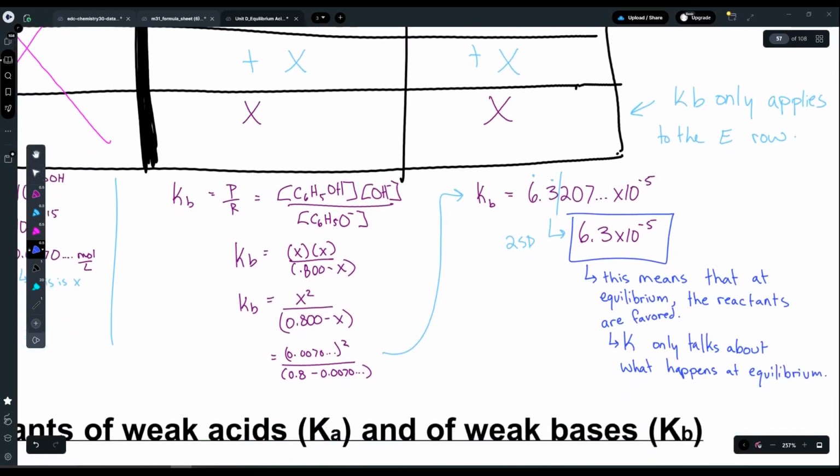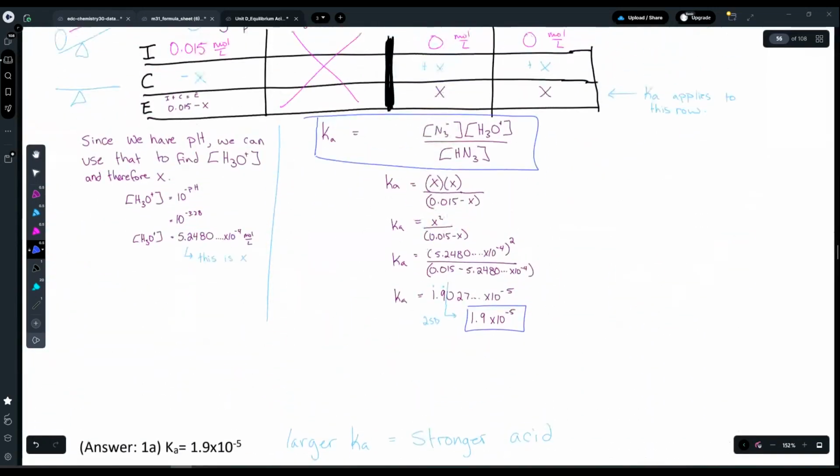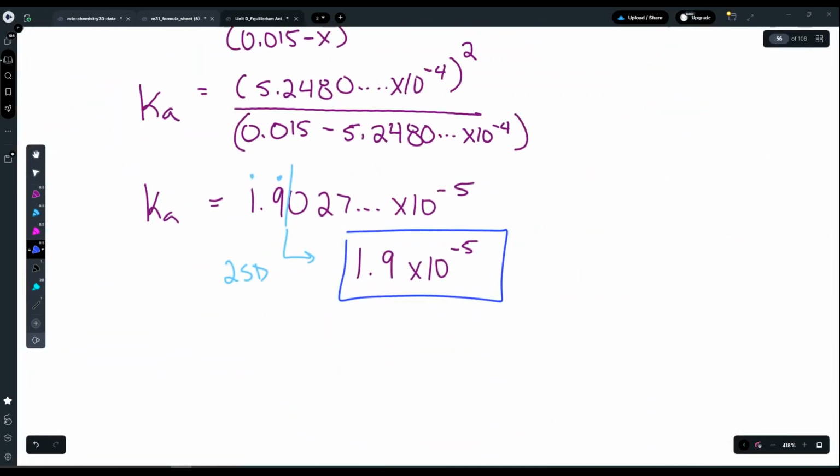Okay, if we were to go back to our first example here, this number is also quite a bit smaller than 1. So the equilibrium constant for hydrazoic acid, basically what this means is at equilibrium, the reactants are also favored here.